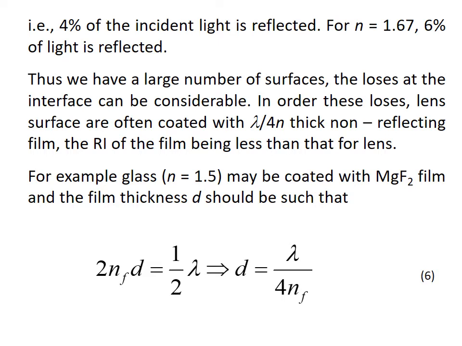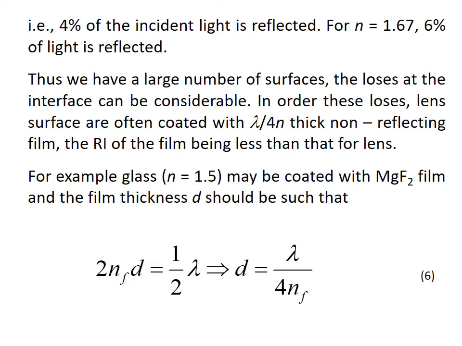Reflectance equal to 0.04 means that 4% of the incident light is reflected. For n equal to 1.67, using the formula we get that 6% of the light is reflected. Thus, if we have a large number of surfaces, the losses at the interface will be very considerable. In order to reduce these losses, lenses are often coated with lambda by 4n thick non-reflecting films.